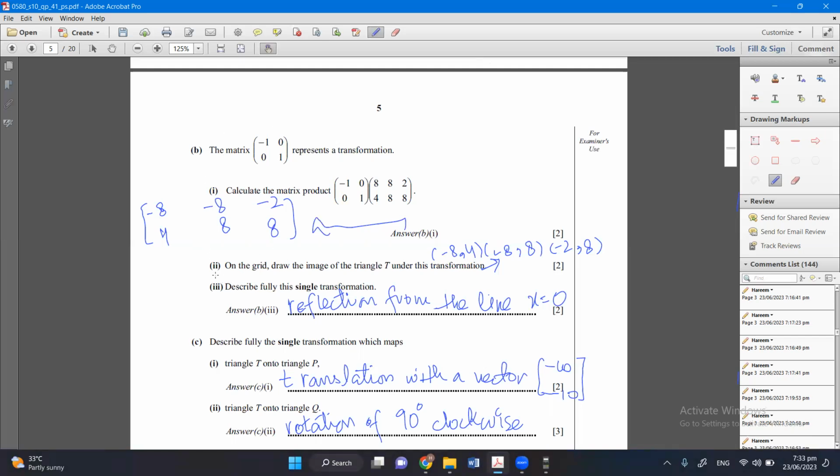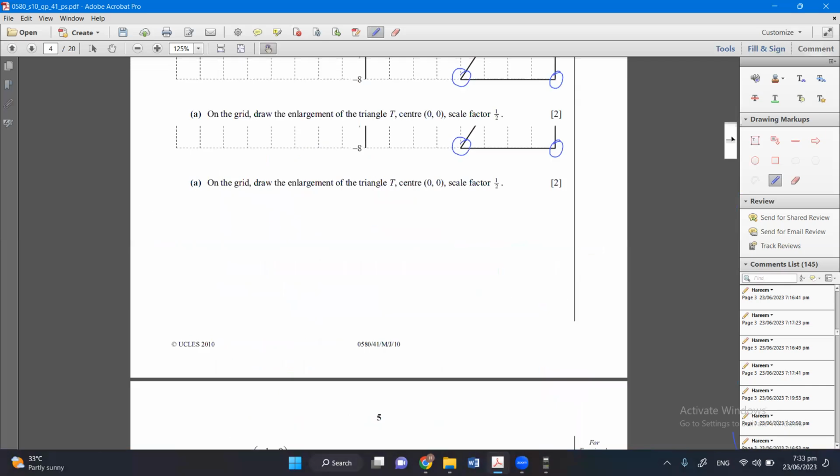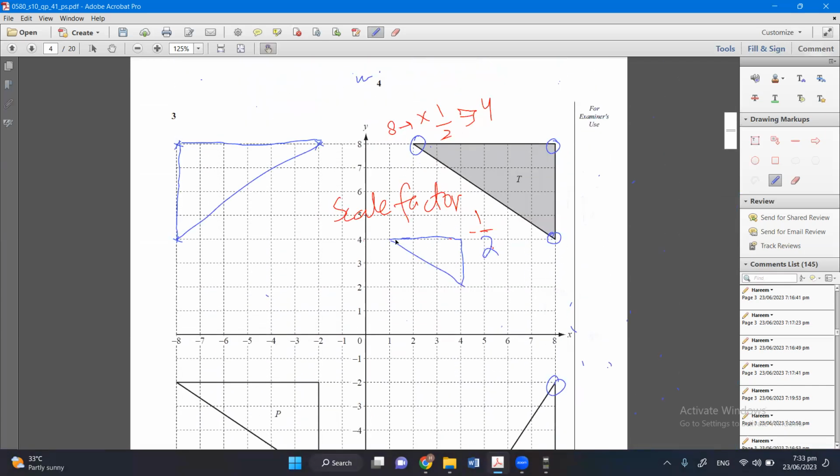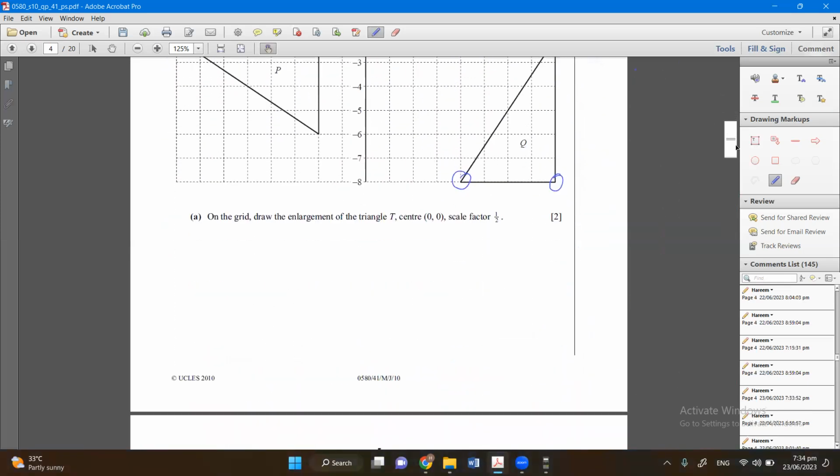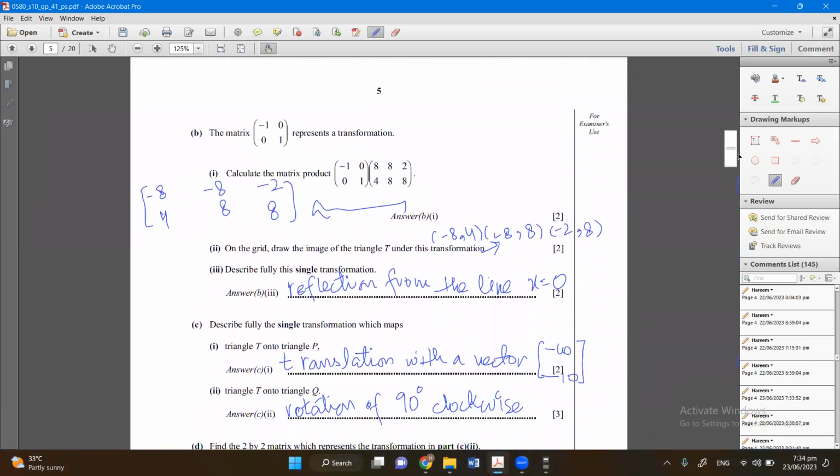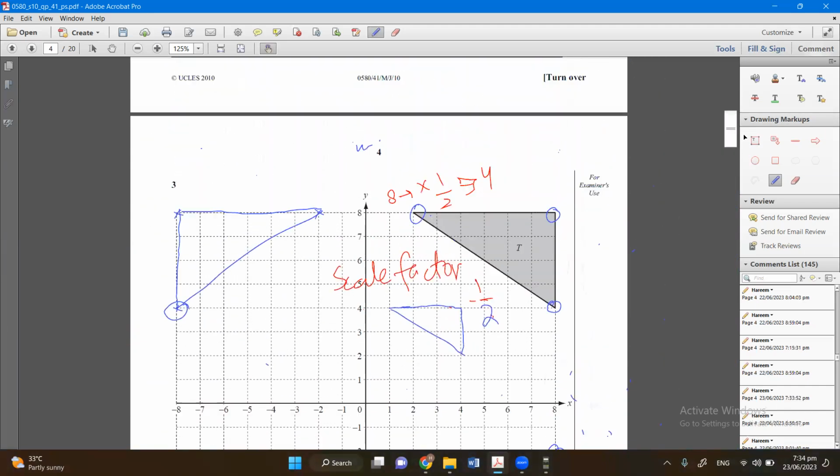And in the part 2, they are saying that what you have to do is you have to draw the image of this triangle T under this transformation. So -8 4, -8 8, and -2 8. So I have drawn this -8. It's -8 4. Then it's 8 2, and it is -8 8. So here it is -2 8, -8 8, and that's it.